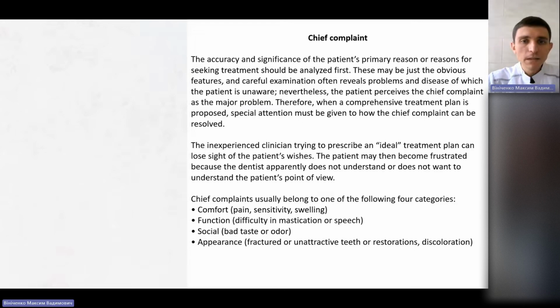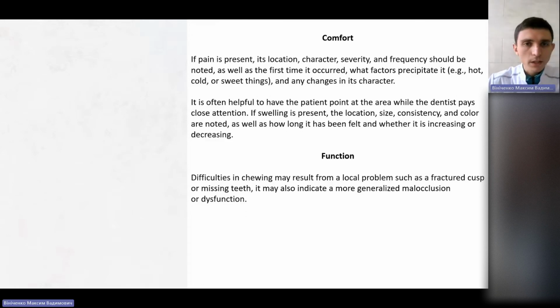The patient may then become frustrated because the dentist apparently does not understand or does not want to understand the patient's point of view. The chief complaints usually belong to one of the following four categories: comfort, which could be pain, sensitivity or swelling; function, difficulty in mastication or speech; social, bad taste or odor; appearance, fractured or unattractive teeth or restoration, or discoloration. So the next set is the comfort.